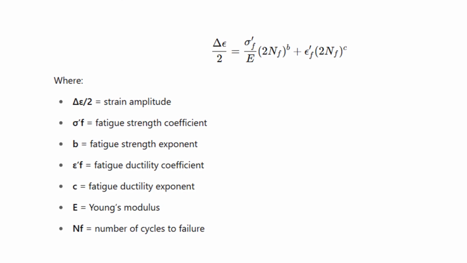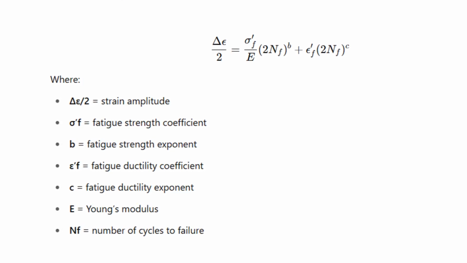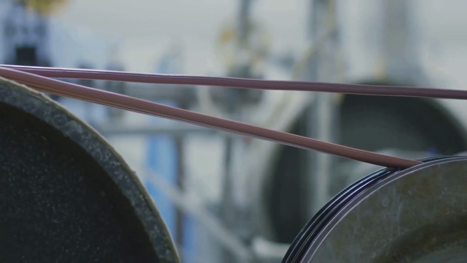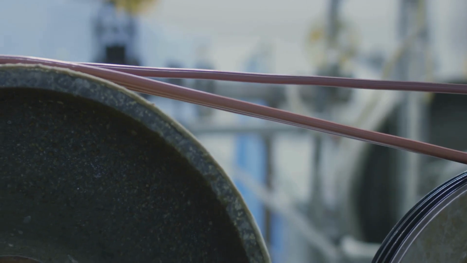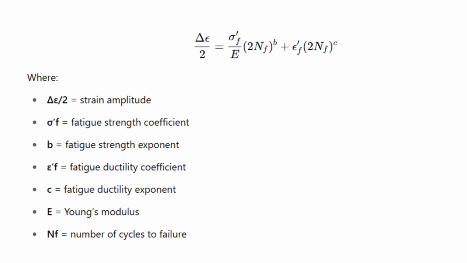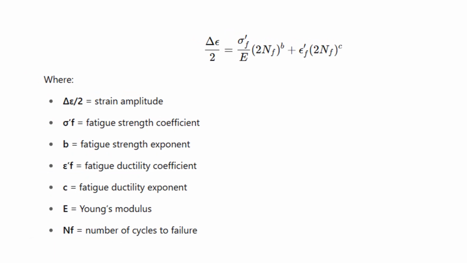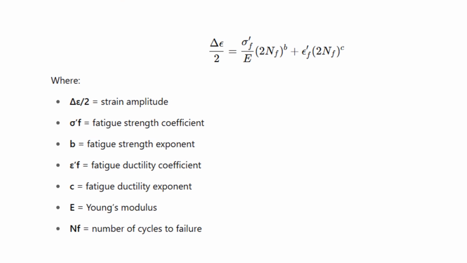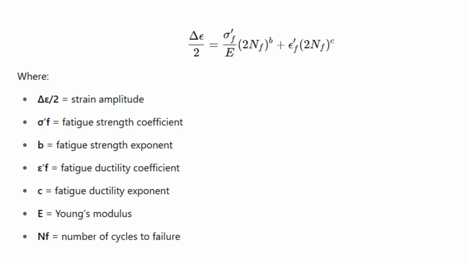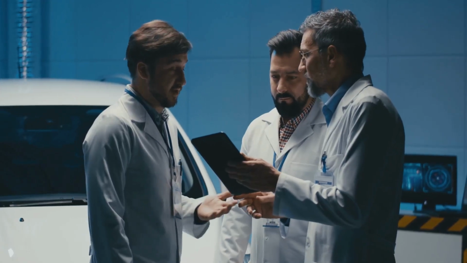This total strain is made up of two parts, an elastic part and a plastic part. The Basquin part of the equation describes the elastic strain component, dominant in high cycle fatigue. The Coffin-Manson part describes the plastic strain component, which is critical for understanding low cycle fatigue, where those larger, permanent deformations occur.